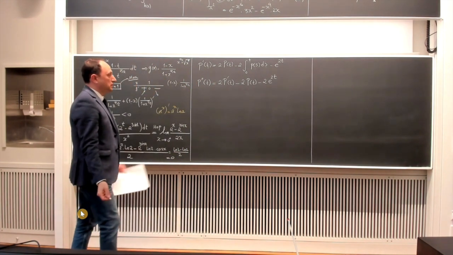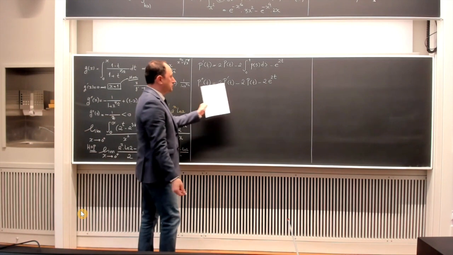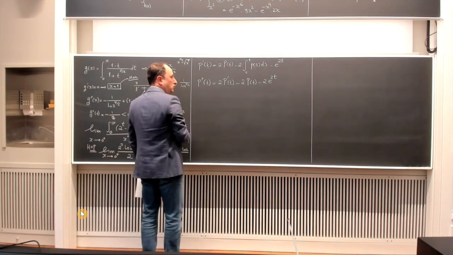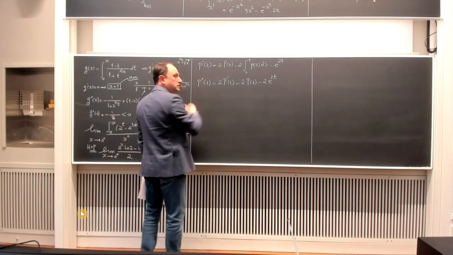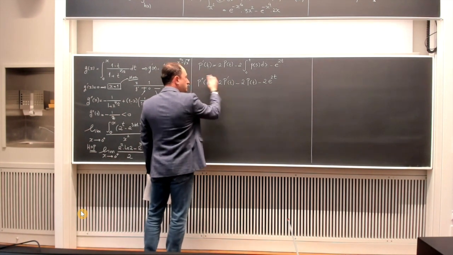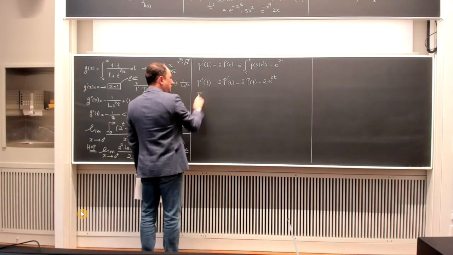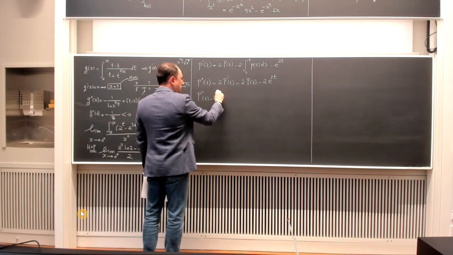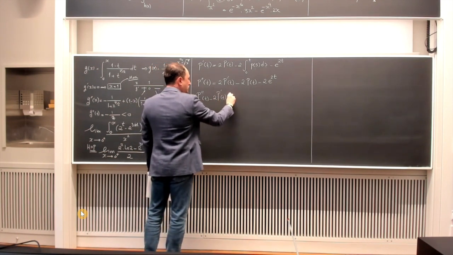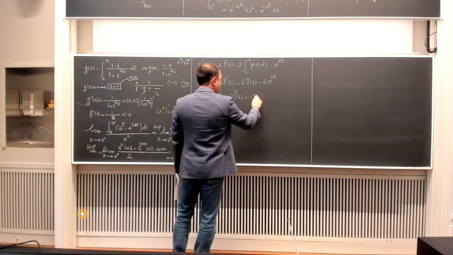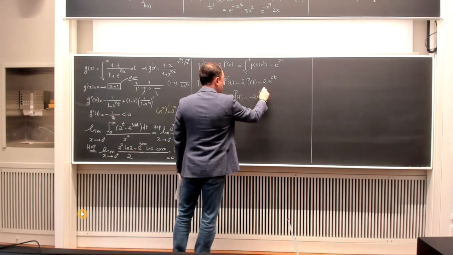Okay, that's it. But I myself prefer to organize it a little bit. I hope you see that this is a non-homogeneous second order differential equation with constant coefficients, exactly what we studied. If I move these two to the left, it becomes p double prime of t minus 2p prime of t plus 2p of t is equal to minus 2e to the power of 2t.